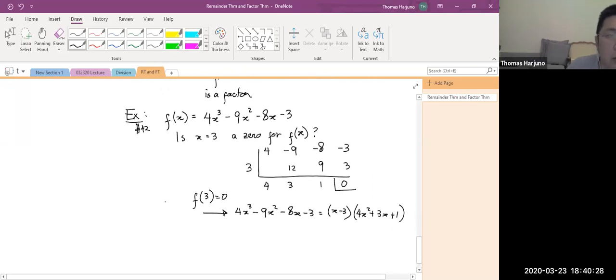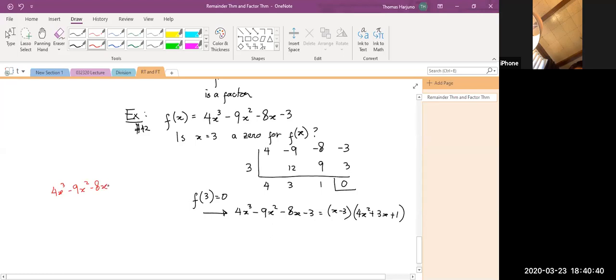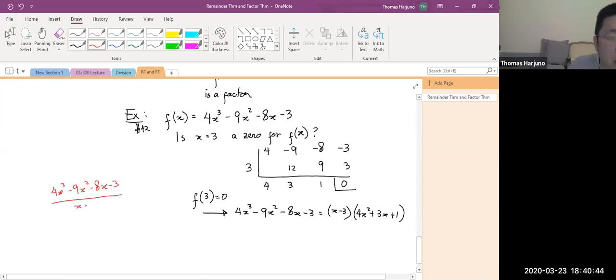Okay, so let me write it in a different way first to connect to what we learned before. Basically what I did in my synthetic division was this: 4x cubed minus 9x squared minus 8x minus 3, I divide by x minus 3. It gives me 4x squared plus 3x plus 1. Is it right? Yes.